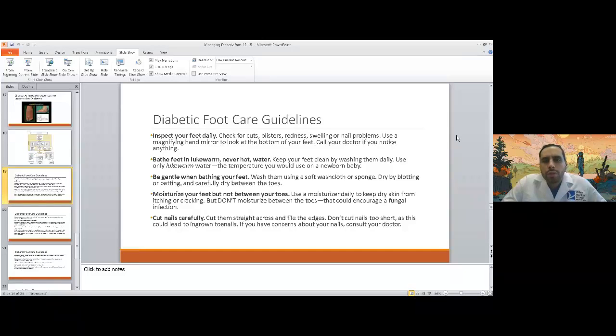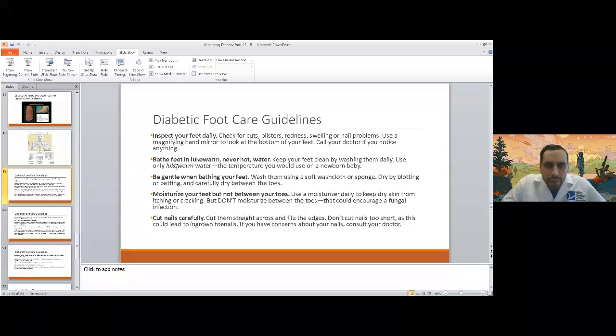And so really what you want to do is inspect your feet daily as a diabetic. You want to check for any cuts, blisters, redness, swelling, or any nail problems, because you can develop ingrown toenails, you can develop nail fungus. And so you want to use a magnifying hand mirror to look at the bottom of your feet if you can bend, and then call your doctor if you notice anything.